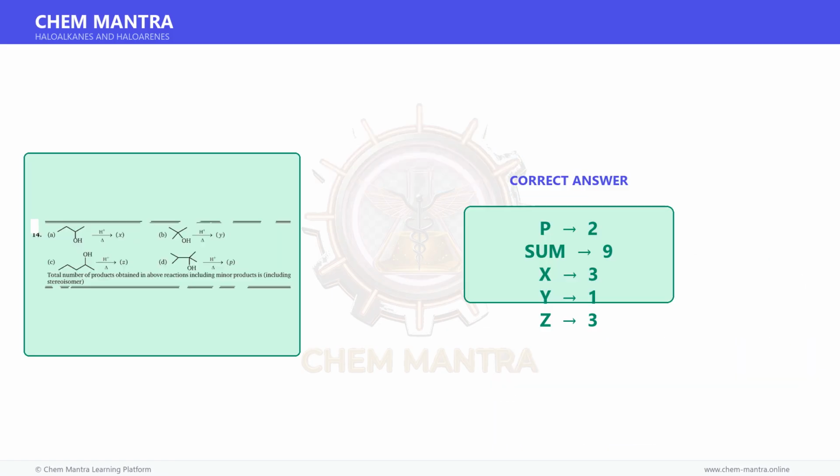Therefore, the correct matching is P matches 2, sum matches 9, X matches 3, Y matches 1, Z matches 3.